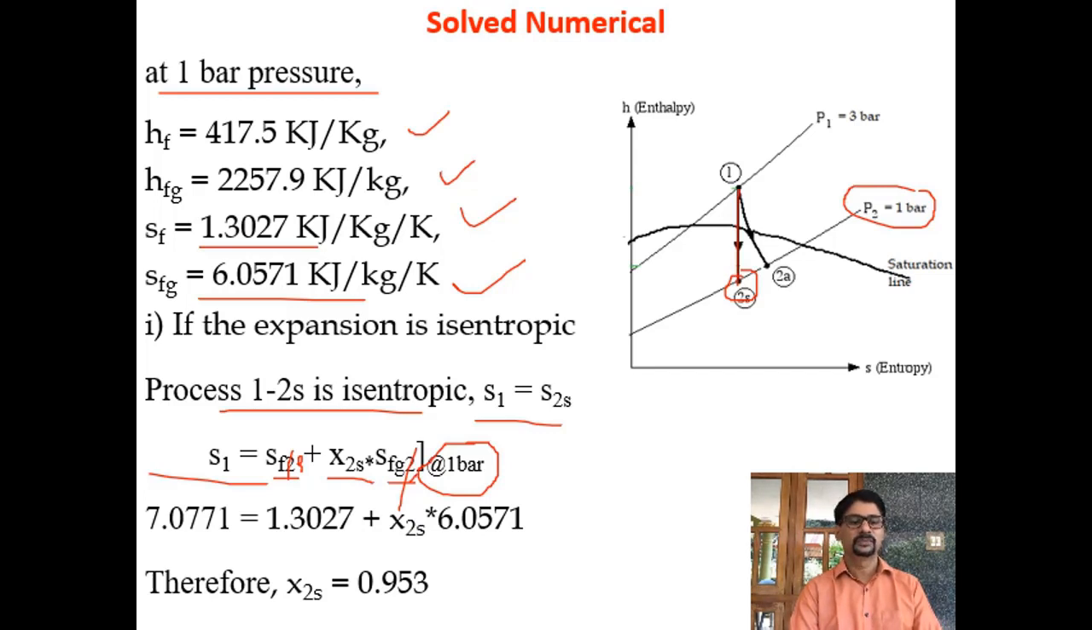Now substitute. S1 is known from the previous slide, sf at 1 bar and sfg at 1 bar. So the only unknown is x2s. After simplification you will get 0.953. So the dryness fraction of steam at point 2s, or at the end of isentropic expansion, is 0.953.